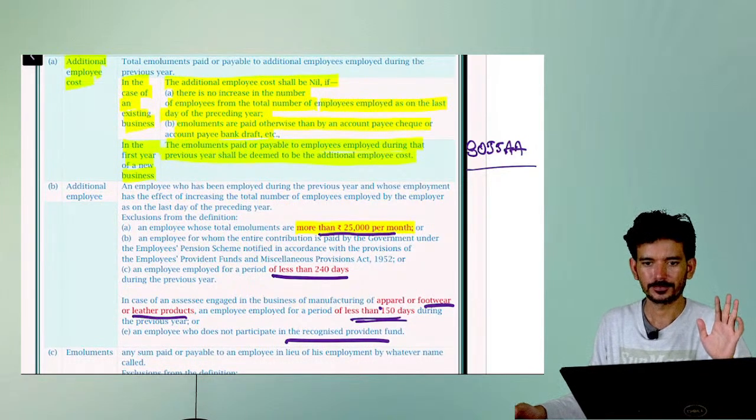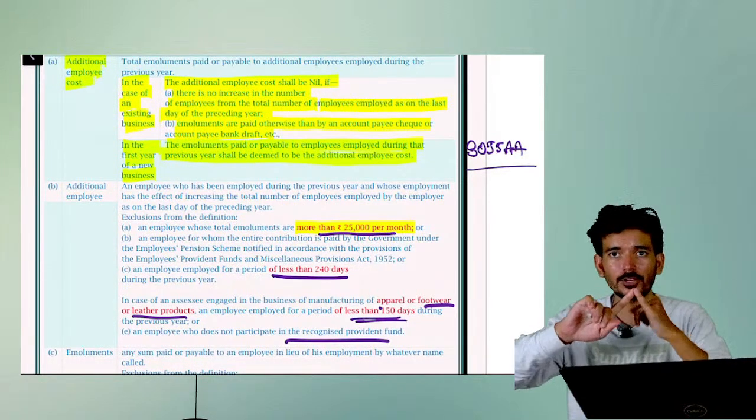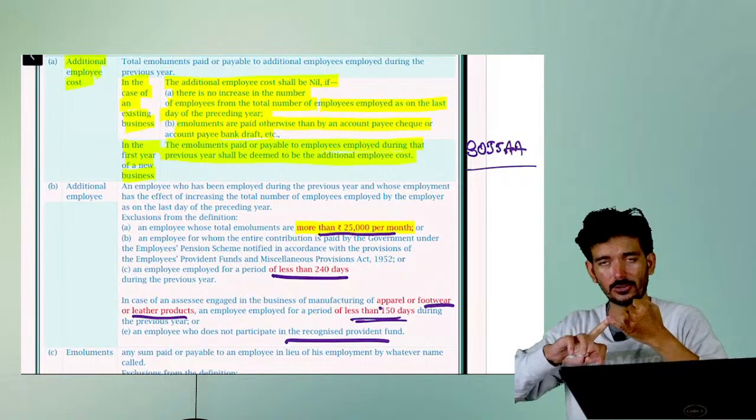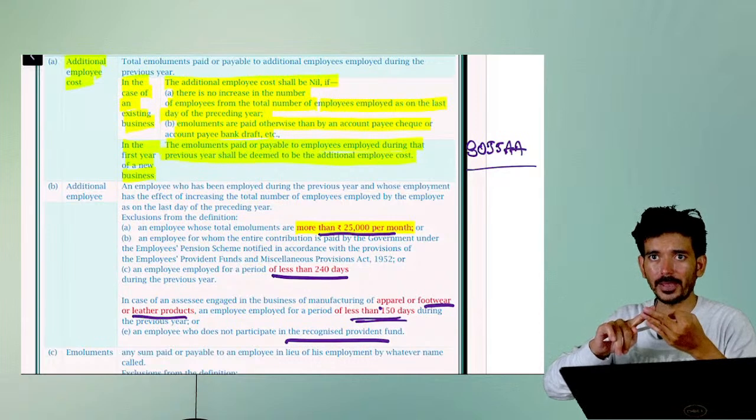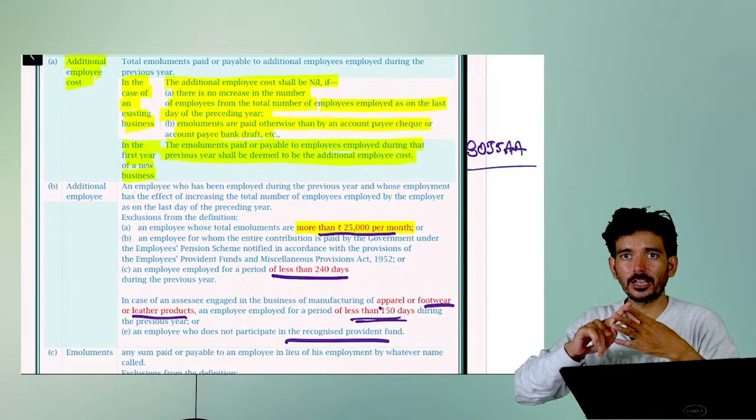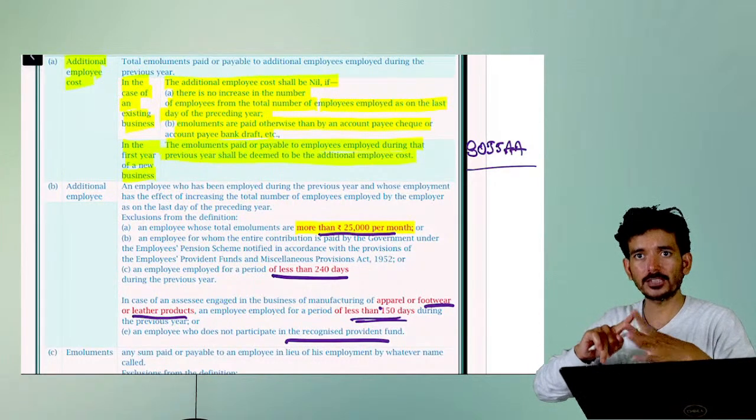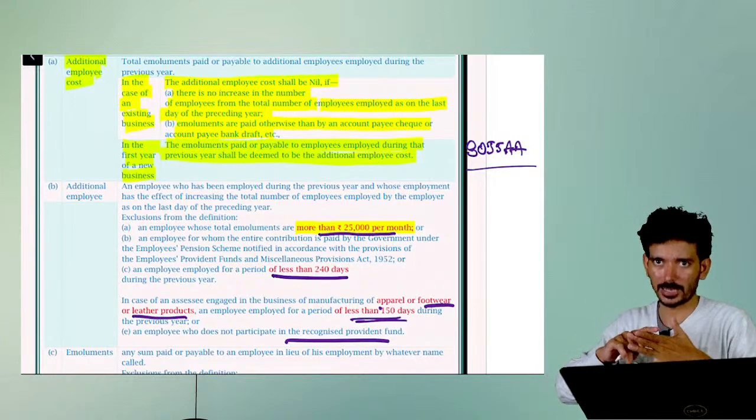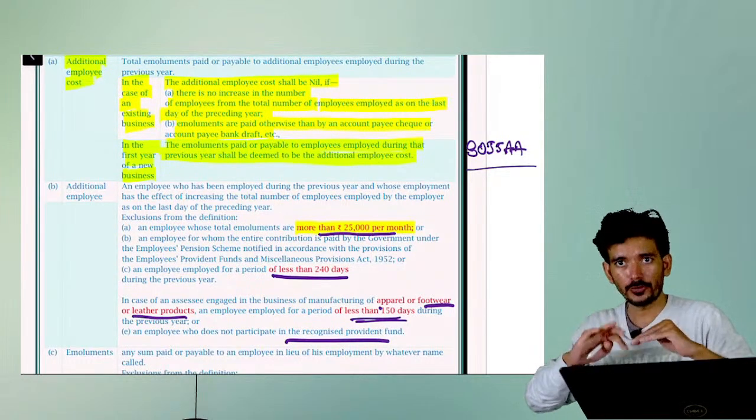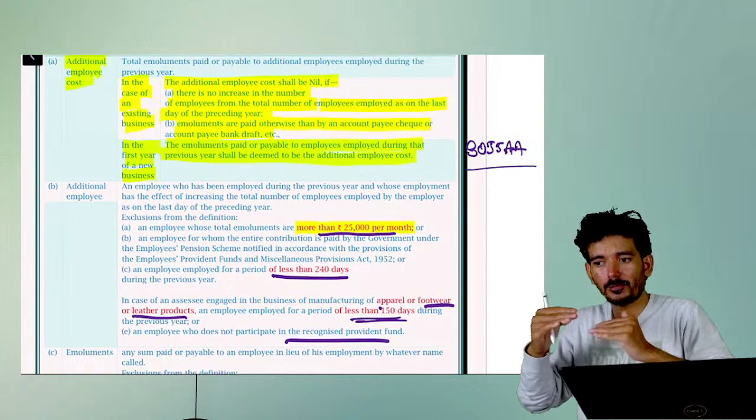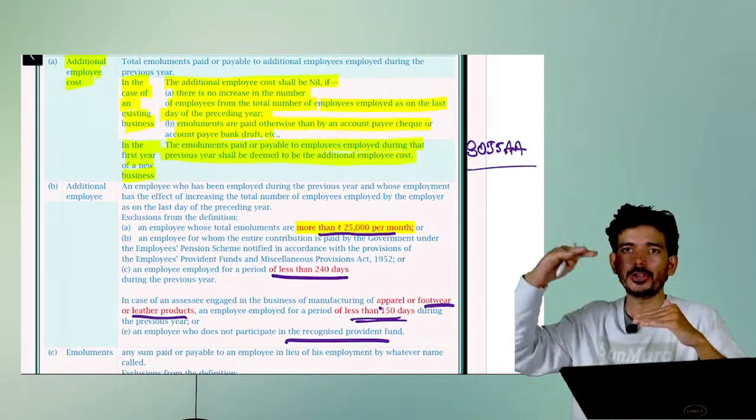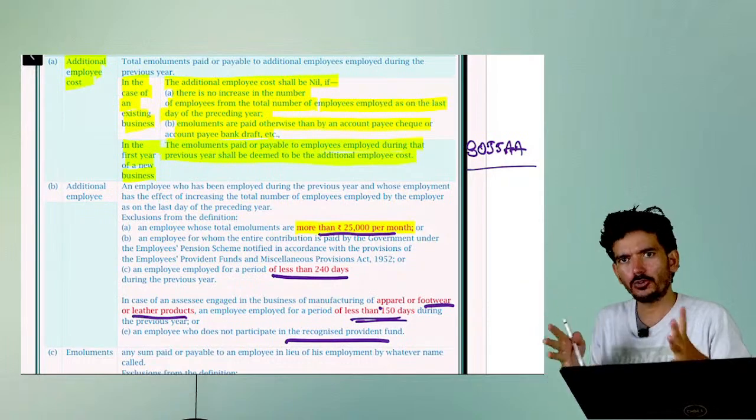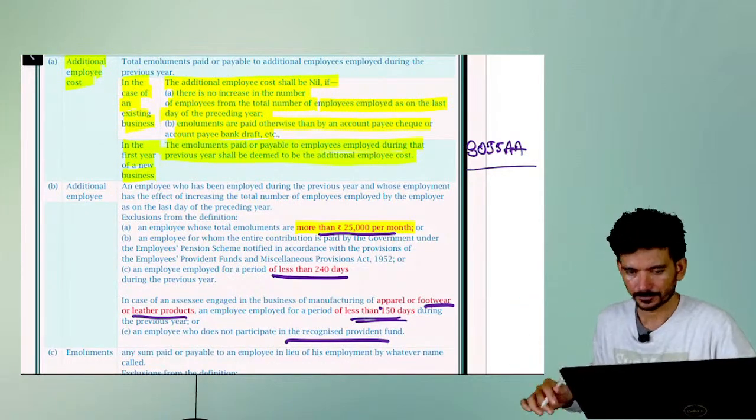Straightforward question. Condition: salary should not be more than 25,000. Condition: you should be eligible for PF. Condition: you should not be paying in cash. Condition: you should be there for the company for 240 days or 150 days as the case may be, depending upon the seasonality. Condition: if you are an existing company, the number of employees should be more than at the closing of the previous year. If it is a new company, the entire thing is fine.